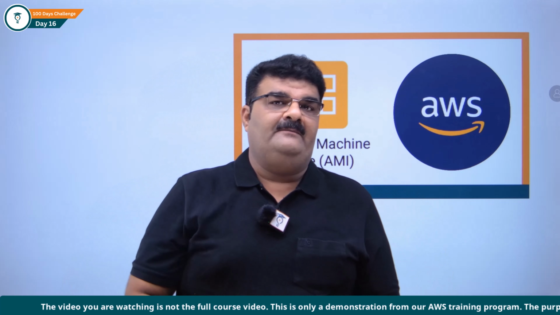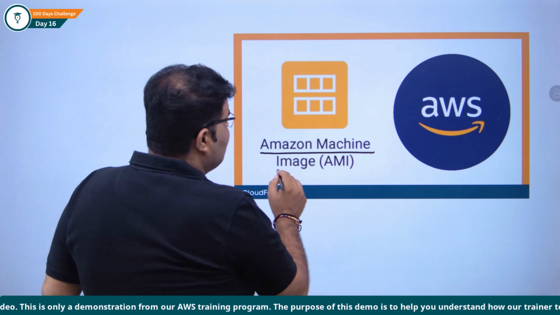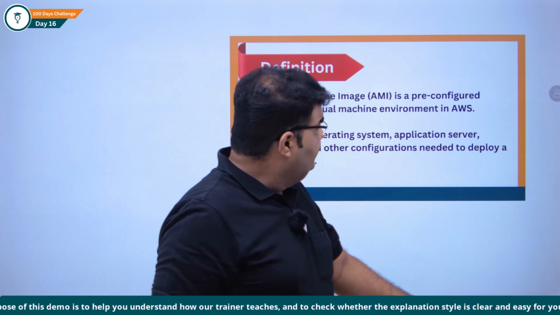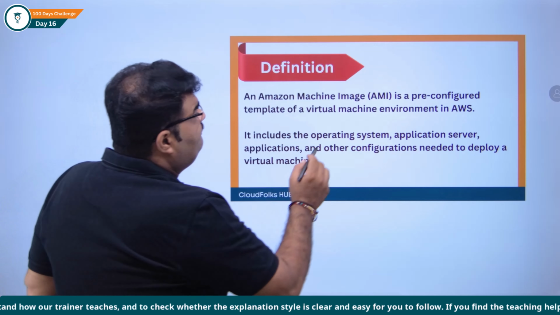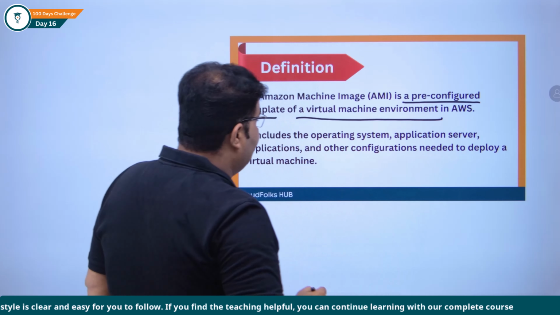Hello and welcome. Now, you know how to create an EC2 instance. But when we are creating this EC2 instance, the first option we have is to select an AMI. So, in this video, we are going to discuss AMI in detail. As you know, the full form of AMI is Amazon Machine Image. If we talk about the definition of this, it is actually a pre-configured template of a virtual machine environment.